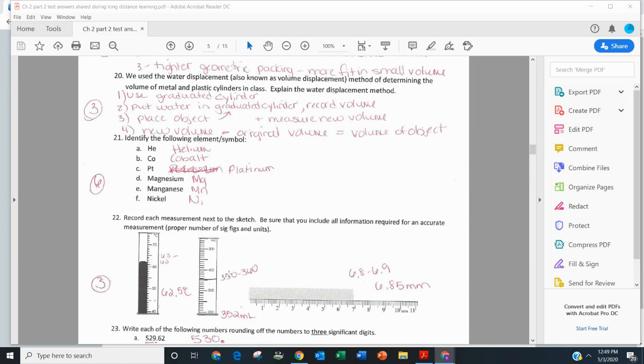Here, if I wrote down the numbers for my lines, 350 and 360, again, I'm estimating a digit to count between these two, so that would give me 352.